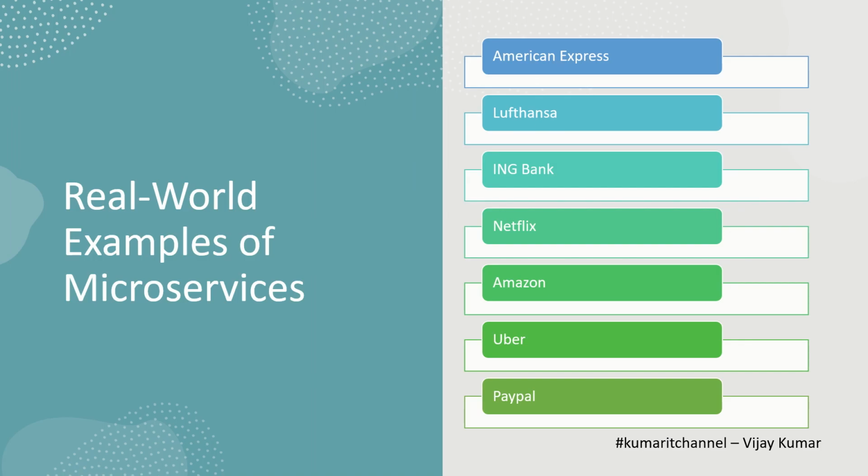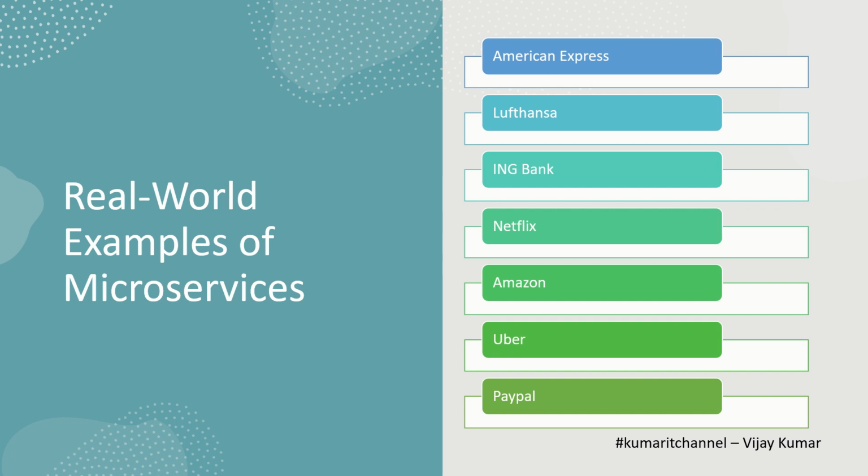Okay. Now let's talk about the very interesting one. So, real world examples of microservices. I've listed a few of the companies: American Express, Lufthansa, ING Bank, Netflix, Amazon, Uber, PayPal. There may be several other companies who might already be using microservices, right? So let me talk about American Express.